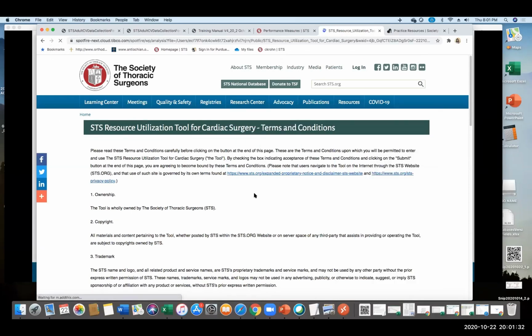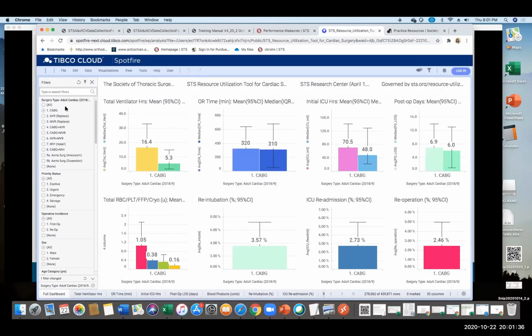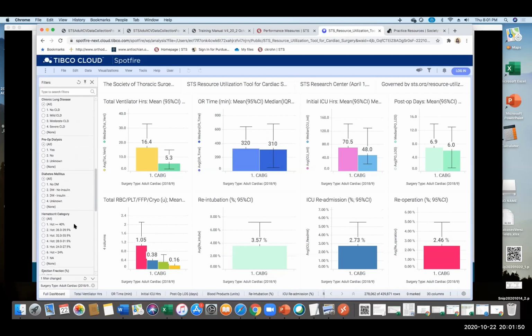You would just have to accept the terms for it, and then it'll bring you here. And you can select, this is all of the STS data, so not site specific, but you can select your procedures here, the status of procedures, different demographics related to the patient, different disease processes, and you would be able to see those patients and the STS averages for total mean vent hours or things like that.